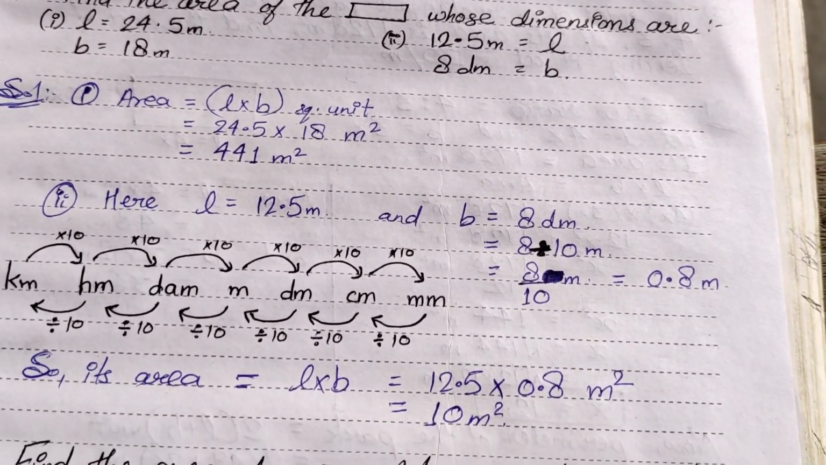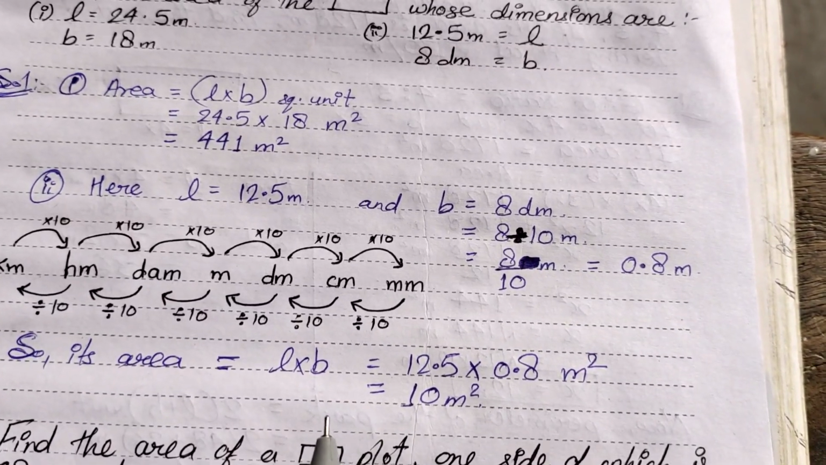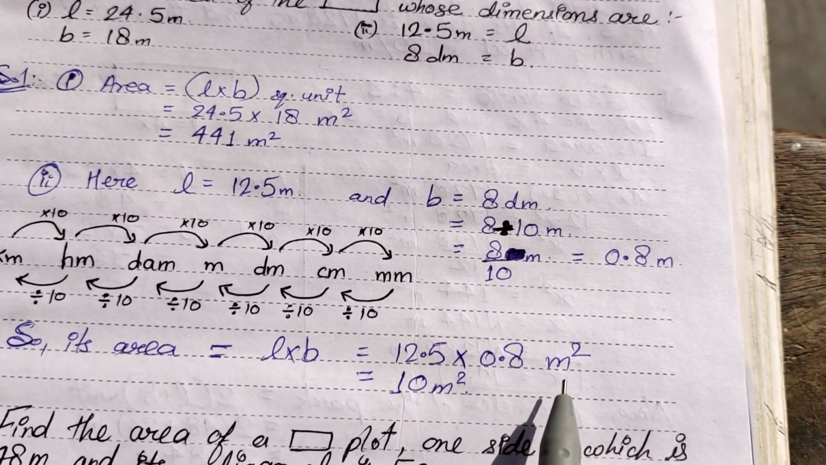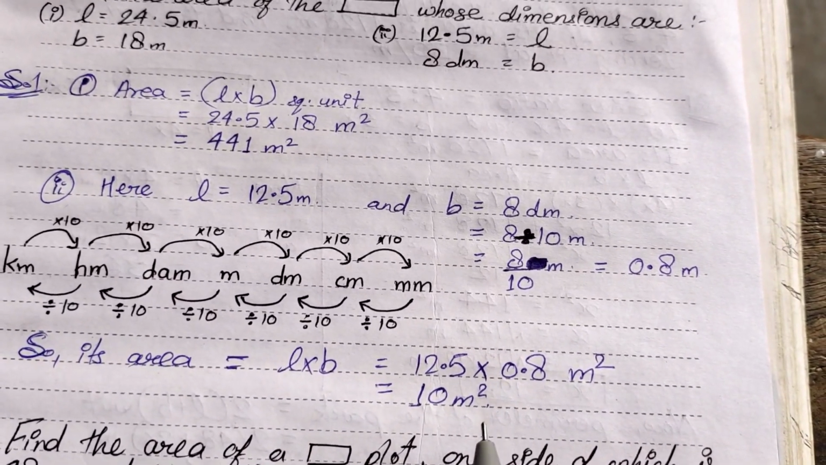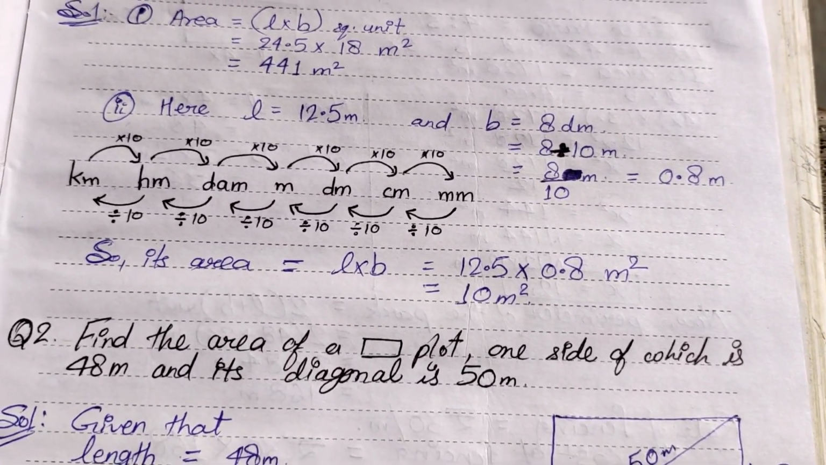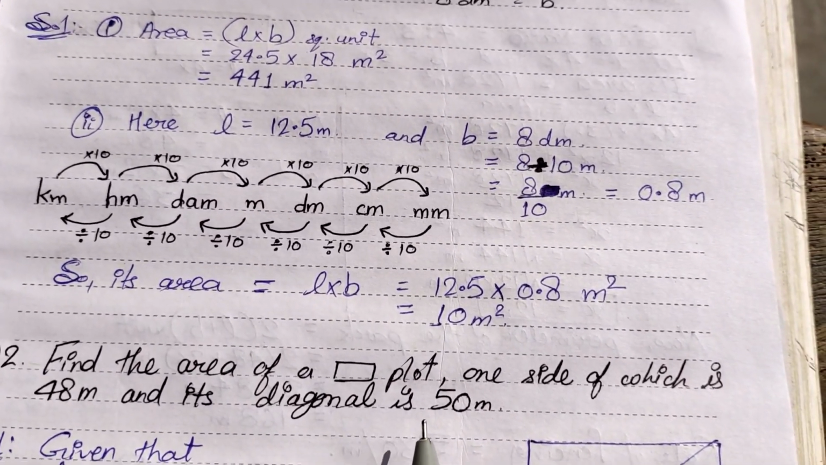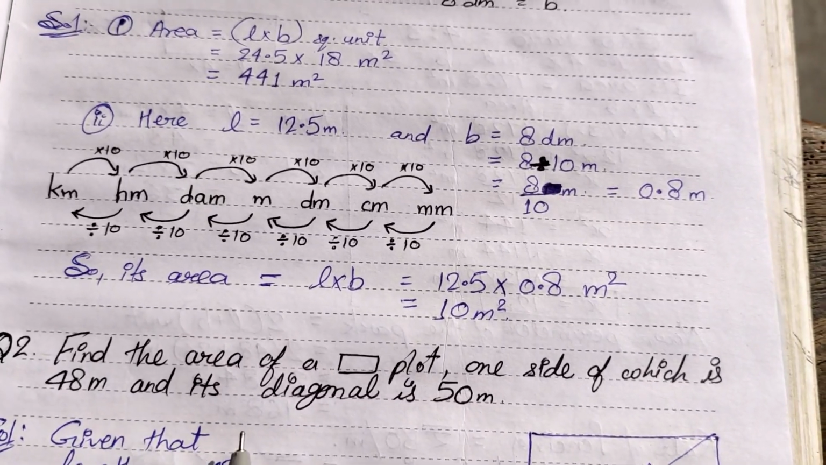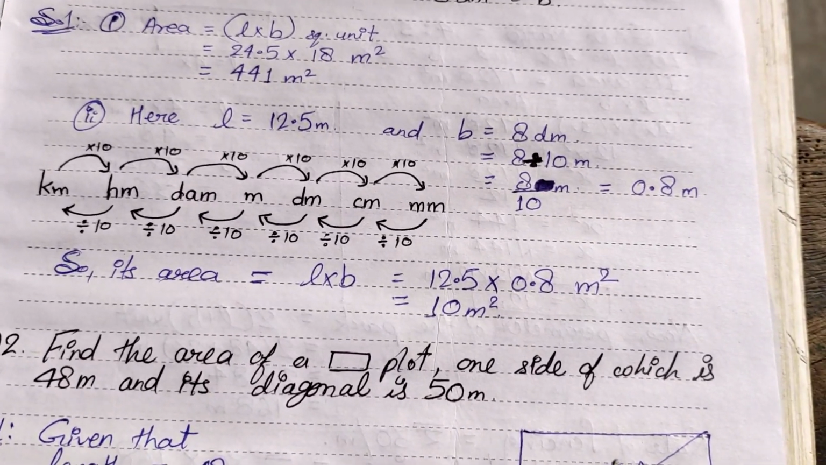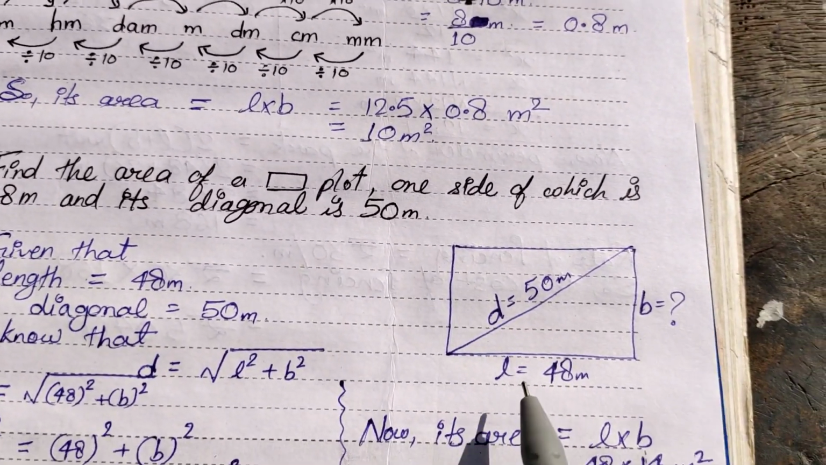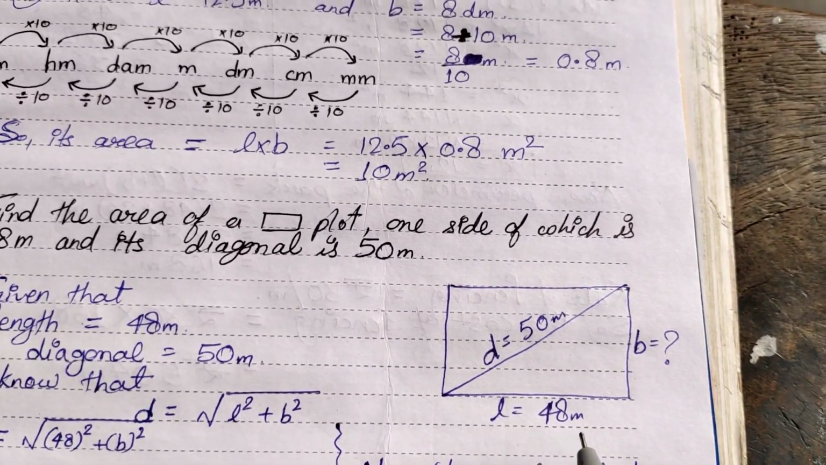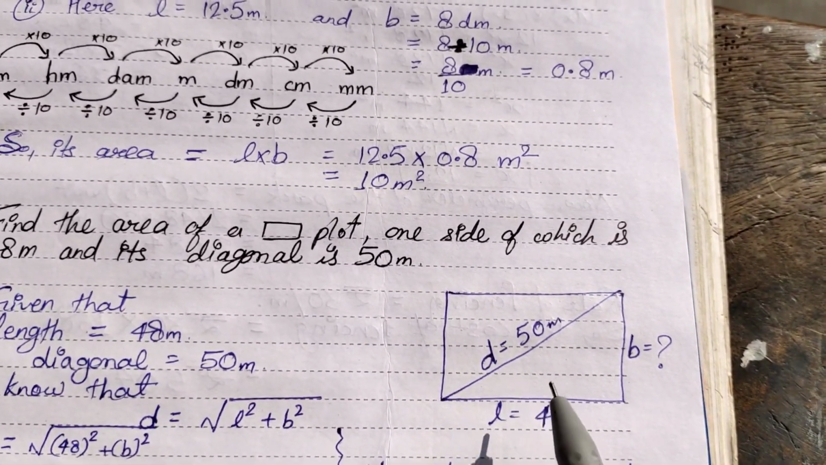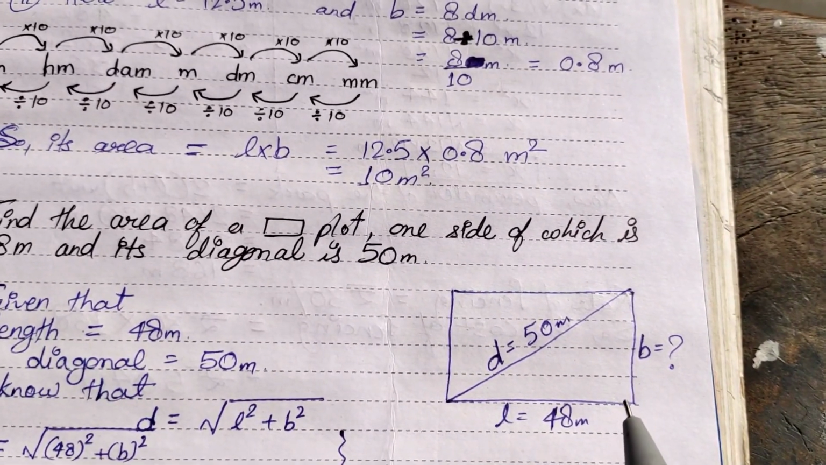Now we have to find the area. So its area is equal to length into breadth. Multiply length with breadth, we have 10 meter square. Now moving on, question number 2. Find the area of rectangular plot, one side of which is 48 meter and its diagonal is 50 meter. Now here in the figure we have length is equal to 48 meter and diagonal is 50 meter. So here we have to find out the breadth.